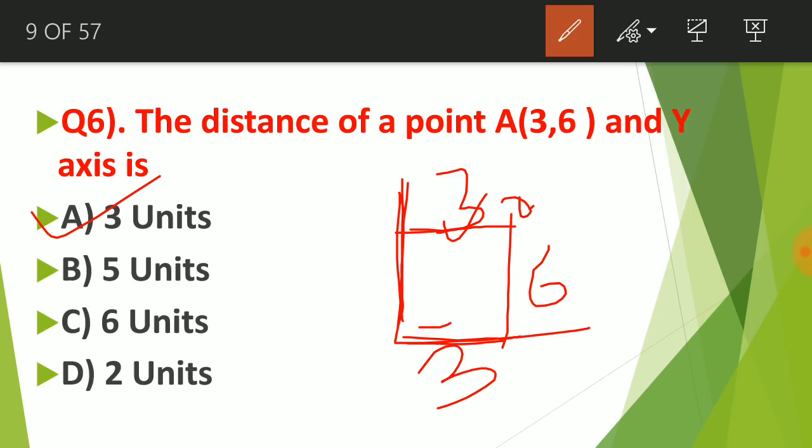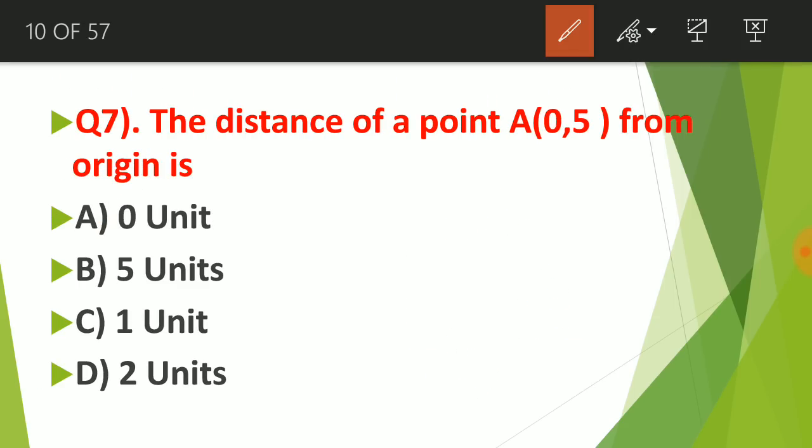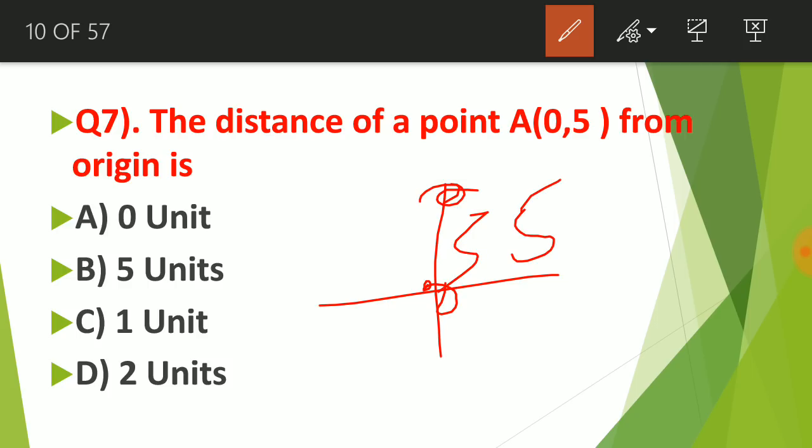That is in option choice A. Now let us move to question number 7. What is the distance of a point (0, 5) from origin? If you plot this, this is origin, (0, 5) will be somewhere here, and the distance between them will be 5 unit. So 5 unit is the correct answer.